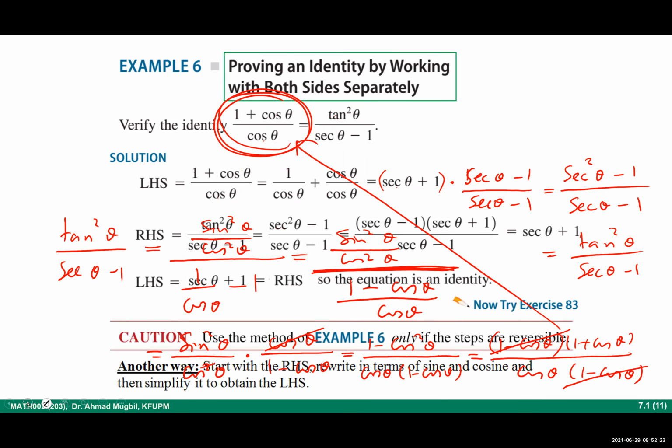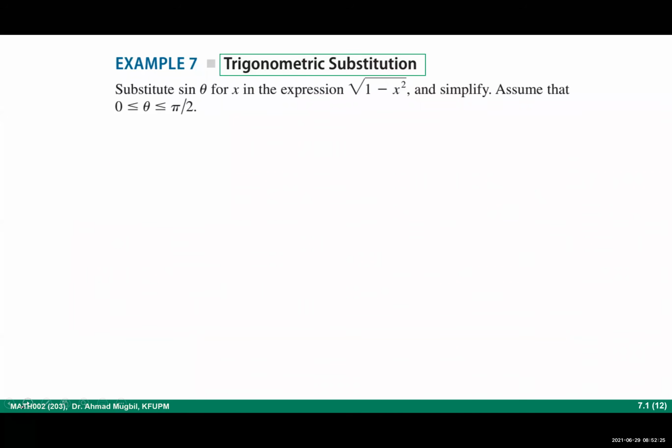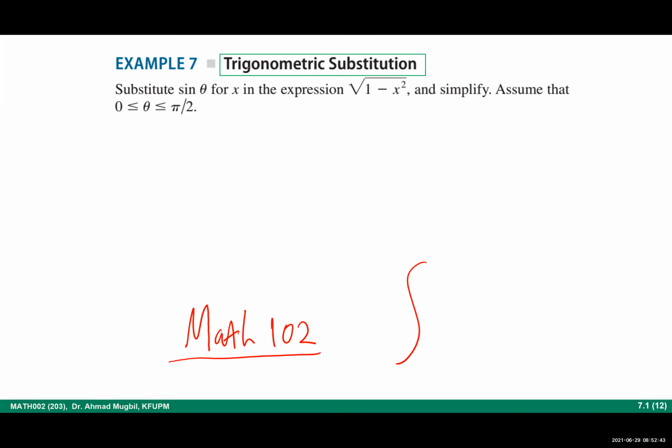Let's see now how to use these identities. Shabab, in Math 102, if you get to Math 102, you know Math 102 is mainly about integrals, how to integrate. In this course there is something called trigonometric substitutions. So when you want to find the integral of this function, you should use the trigonometric substitution.